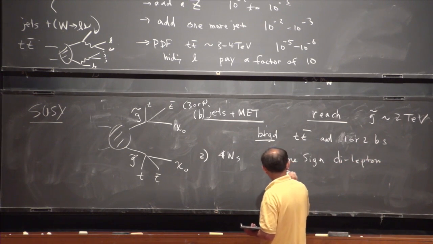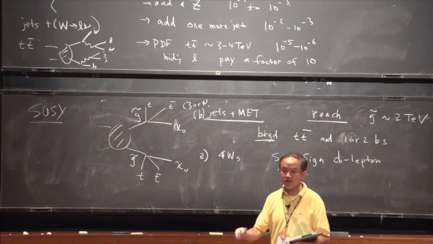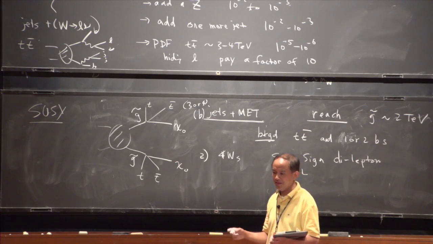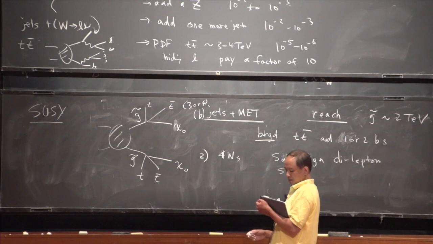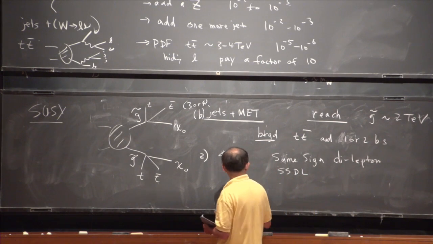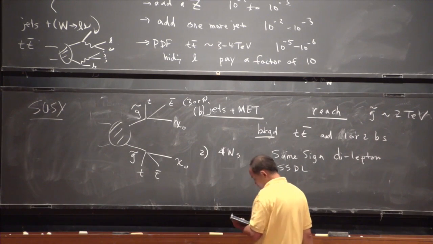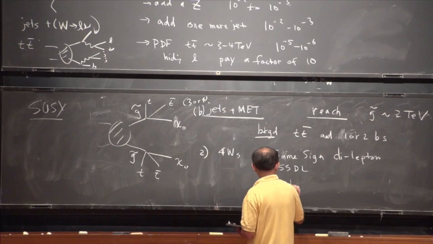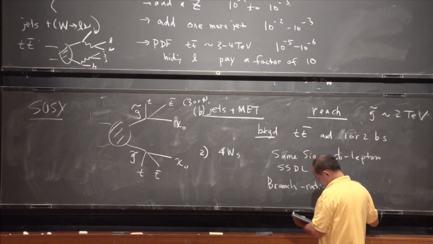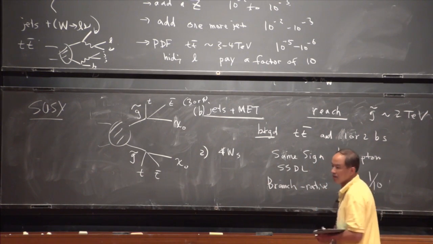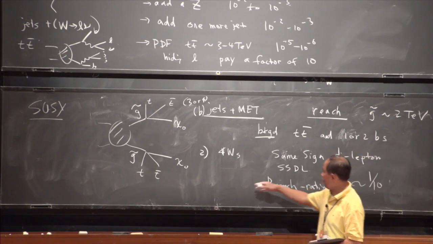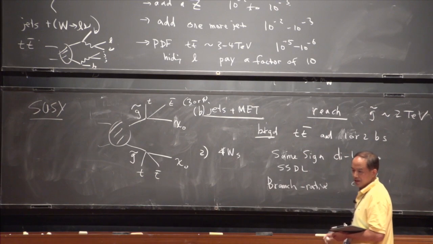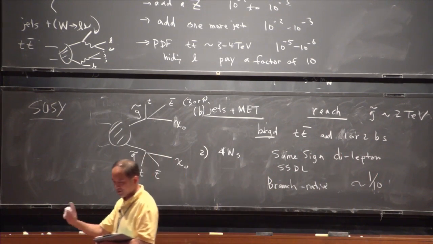SSDL. That is usually considered to be a particularly clean channel, because W plus W minus is not a background. W plus W minus plus jets, these are not backgrounds. You have to produce two same sign Ws. But you do pay a branching ratio to go to same sign Ws. I didn't do this very carefully, but I think it's roughly a factor of 1/10. You have to pay the leptonic branching ratio, and in all the leptonic decays, probably 1/10 of them are same sign dileptons.